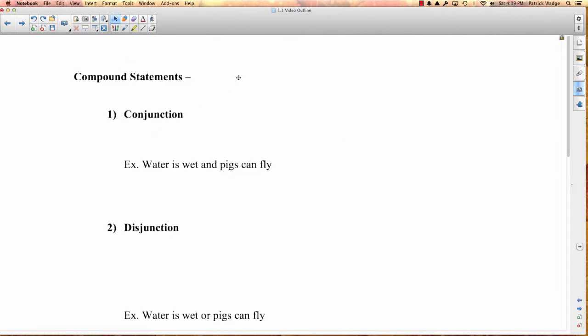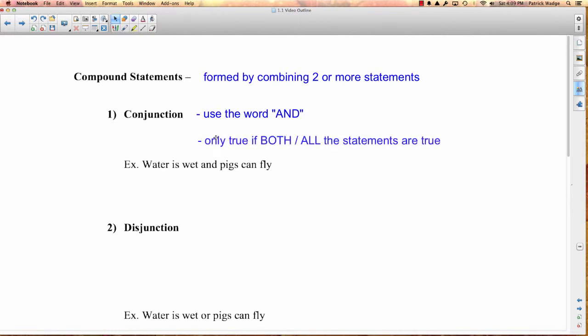Compound statements. A compound statement is formed by combining two or more statements. When you combine statements, there are two different ways to do that. One is with a conjunction. A conjunction uses the word "and." A conjunction is only true if both, or all, if there are more than two statements you're combining, are true.